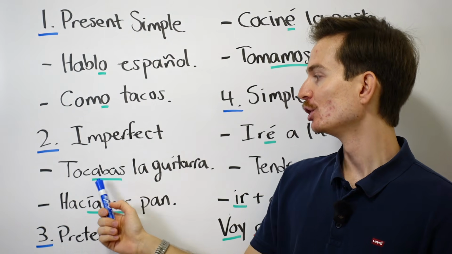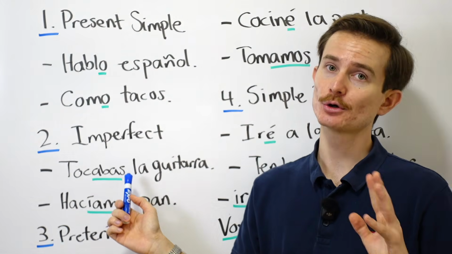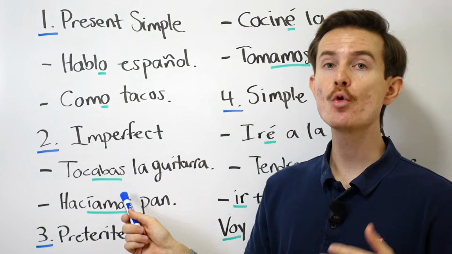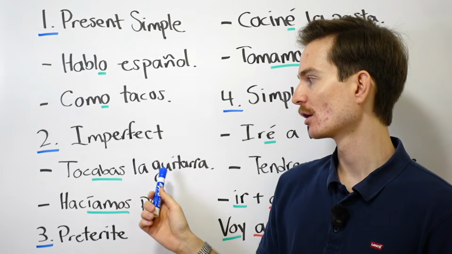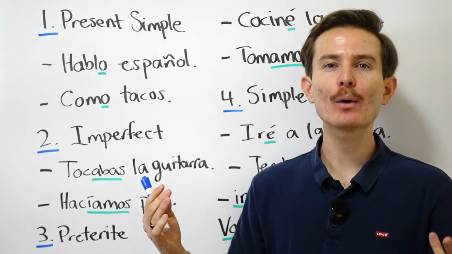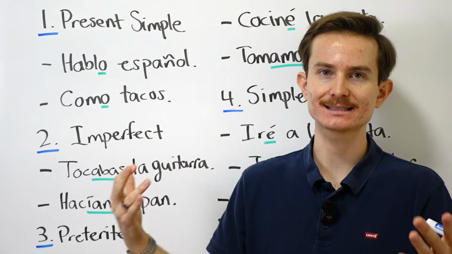So the imperfect, tocabas la guitarra, okay? This can translate to a few different things. You used to play the guitar, you would play the guitar, or you were playing the guitar. How do I know which translation is correct? Well, it just depends on the context of the sentence.